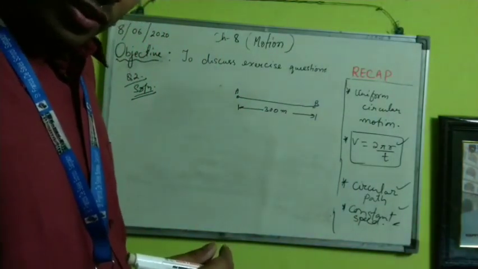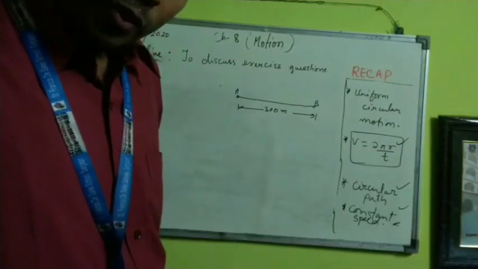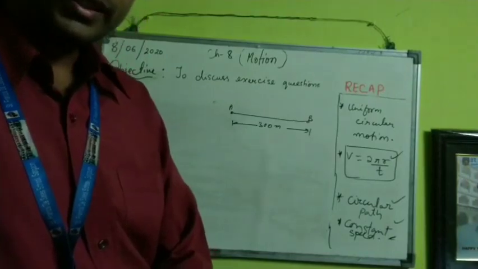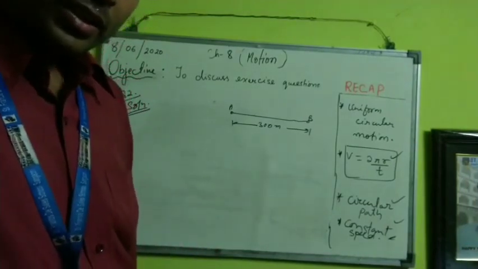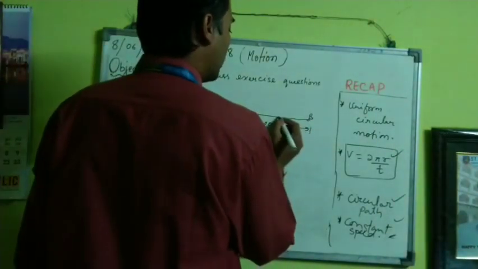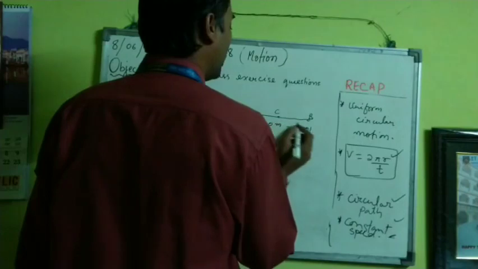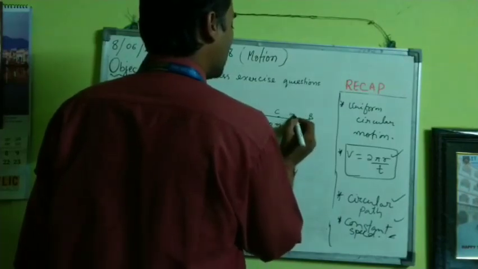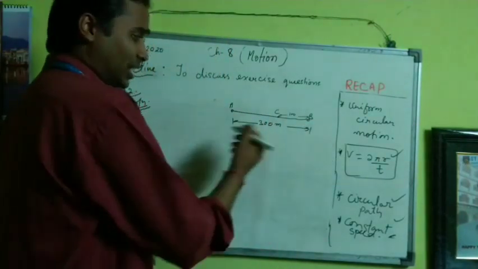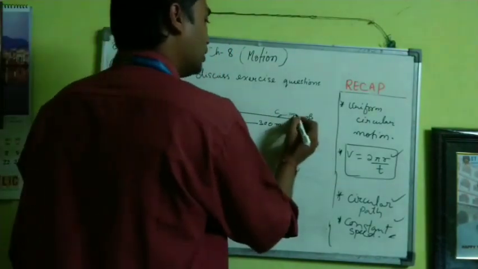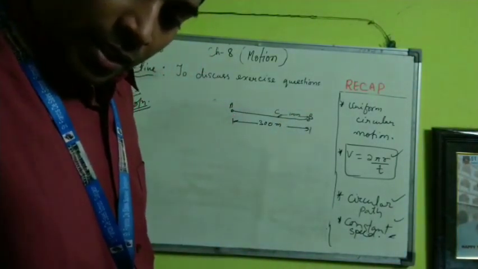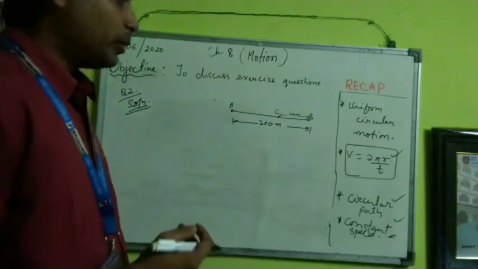So Joseph jogs from one end A to the other end B of a straight 300 meter road in 2 minutes 30 seconds, and then turns around and jogs 100 meter back. So he again turns around and comes back 100 meter till point C. Now distance from this B to C is again 100 meters. So after reaching B, he returns back 100 meter.